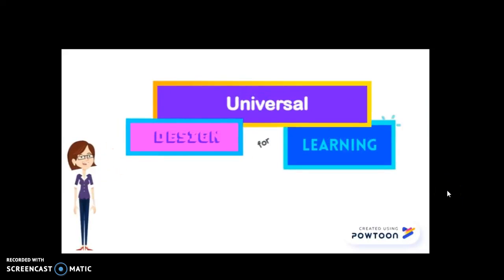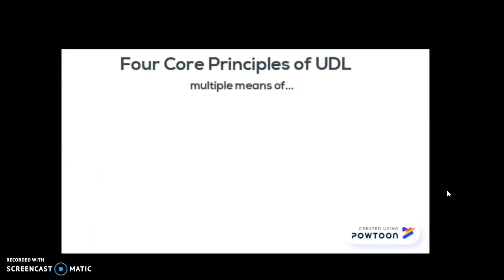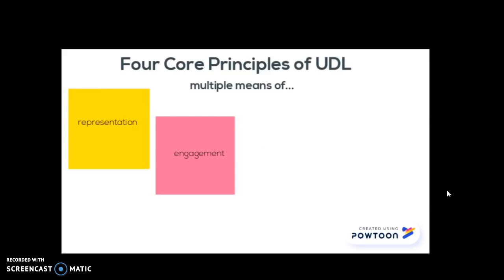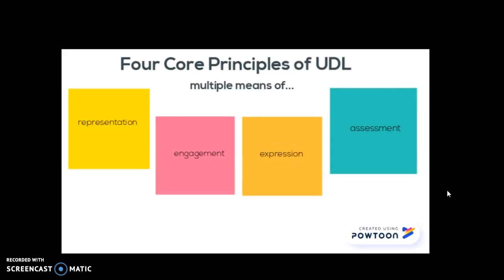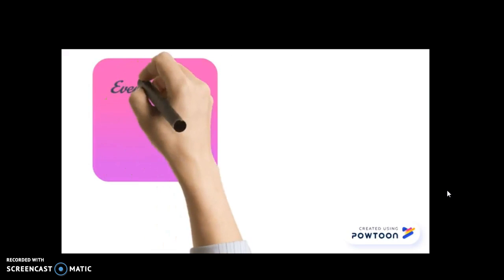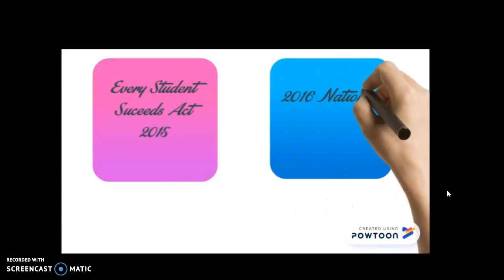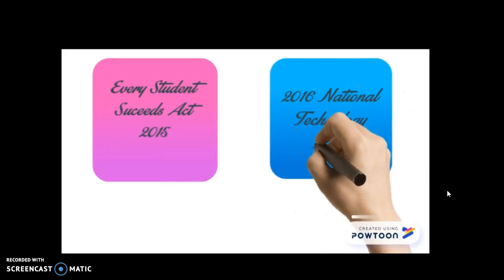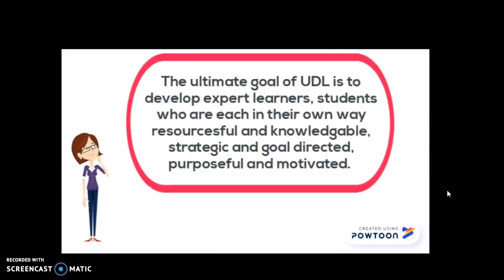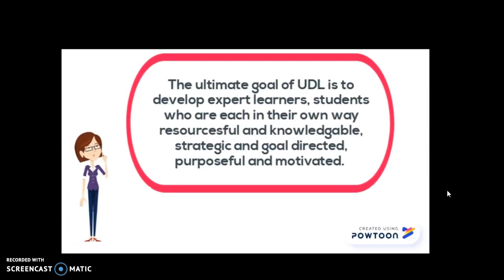In addition, the universal design framework, universal design for learning, is also evident in the workshop model. There are 4 principles of UDL: multiple means of representation, multiple means of engagement, multiple means of expression, and multiple means of assessment, all clearly part of the workshop model. UDL is defined and endorsed in the Every Student Succeeds Act of 2015 and emphasized in the 2016 National Technology Plan. So the ultimate goal of UDL is to develop expert learners, students who are each in their own way resourceful and knowledgeable, strategic and goal-directed, purposeful and motivated, clearly a part of workshop.